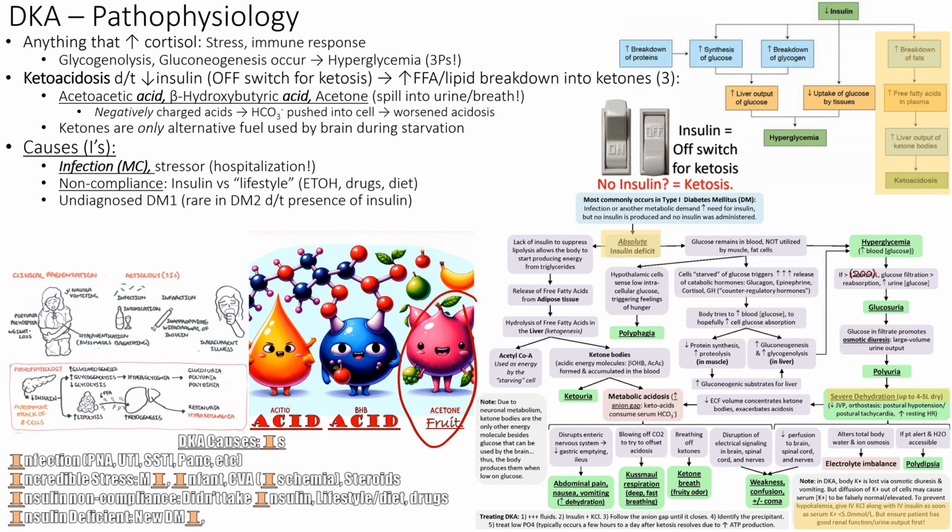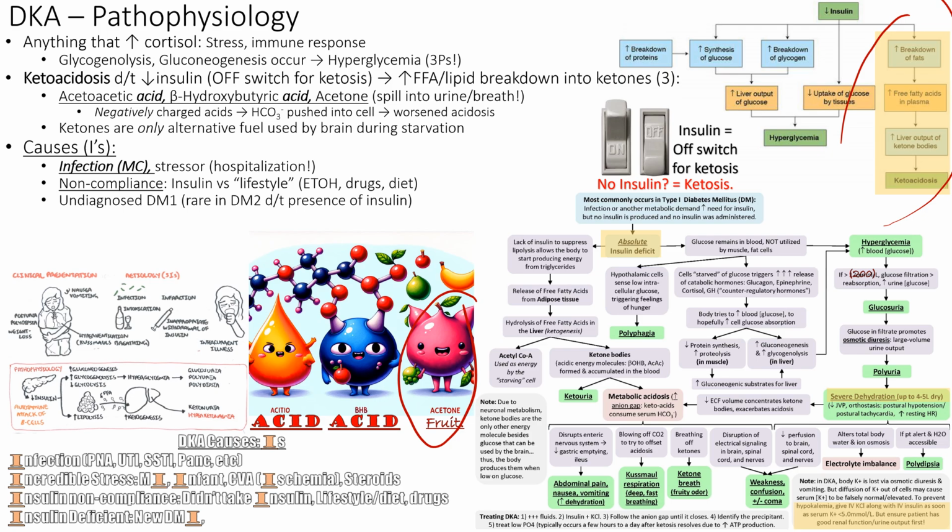Ketoacidosis happens from the breakdown of lipids, right? The brain needs to eat ketones. It won't eat glycerol, fatty acids, and amino acids. It only wants to eat glucose or ketones. So our body obliges and makes ketones for it, right? And how do you make ketones?